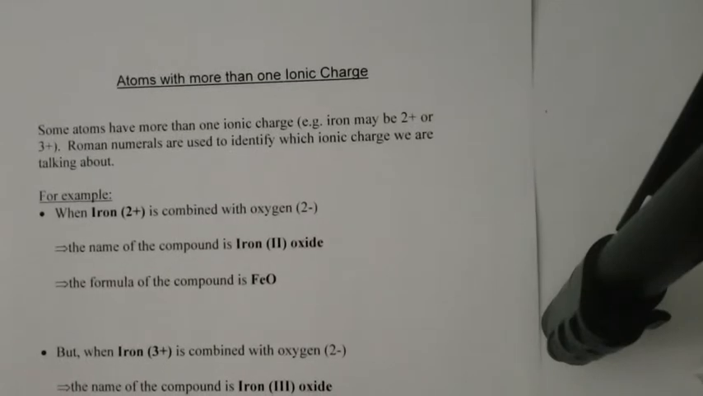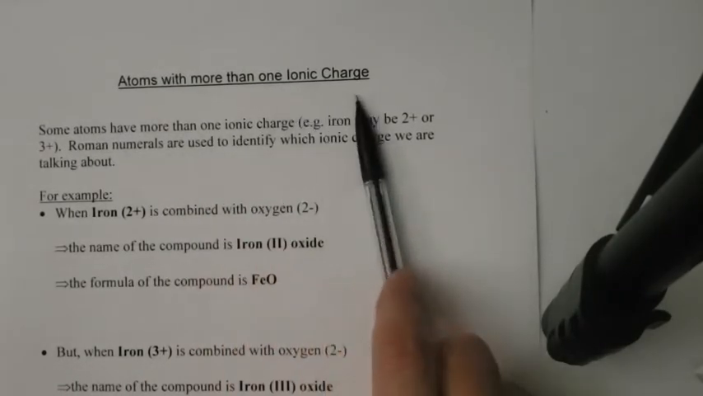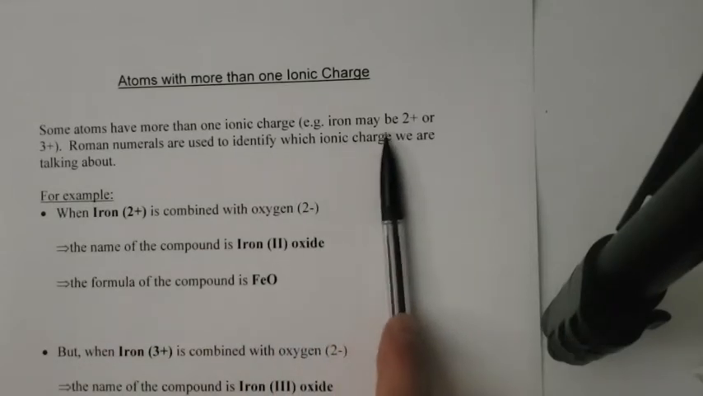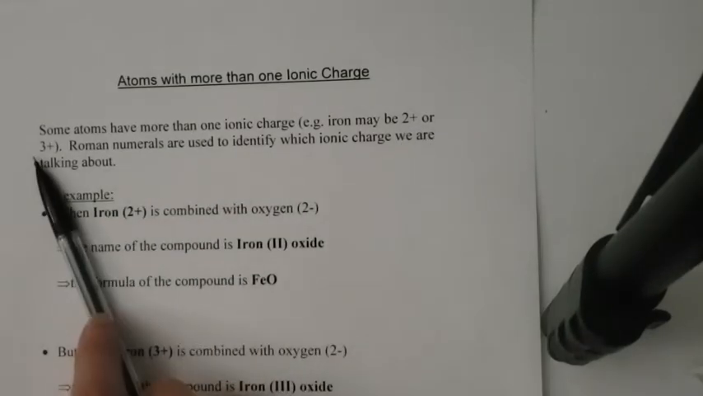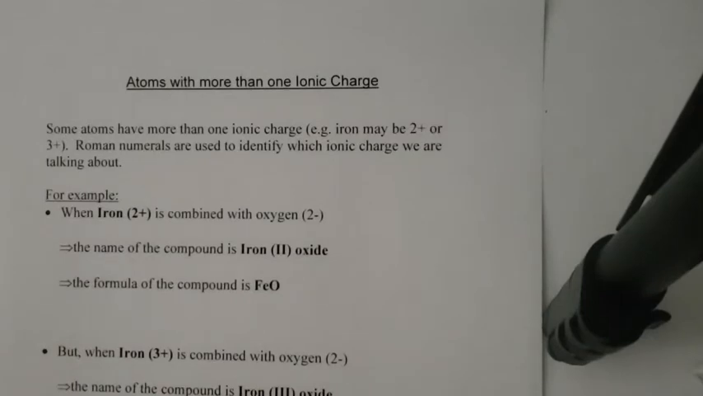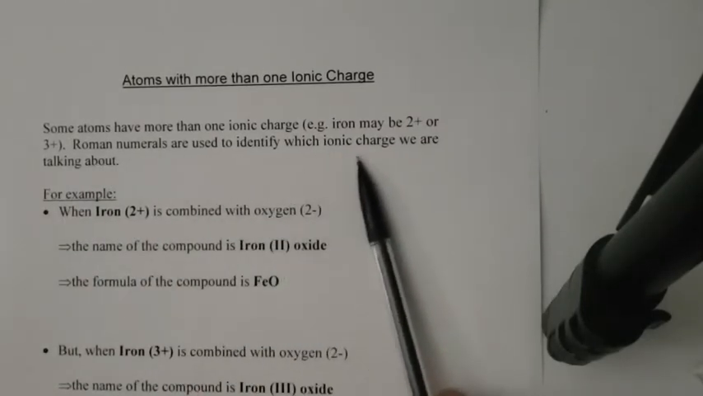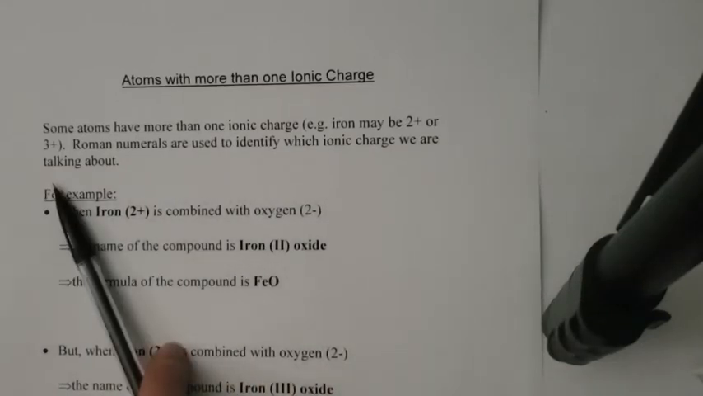So the note's called atoms of more than one ionic charge. Some atoms have more than one ionic charge. Example, iron could be either 2 plus or 3 plus. So there's two ways it can actually get a filled outer shell. Roman numerals are used to identify which ionic charge we're talking about.